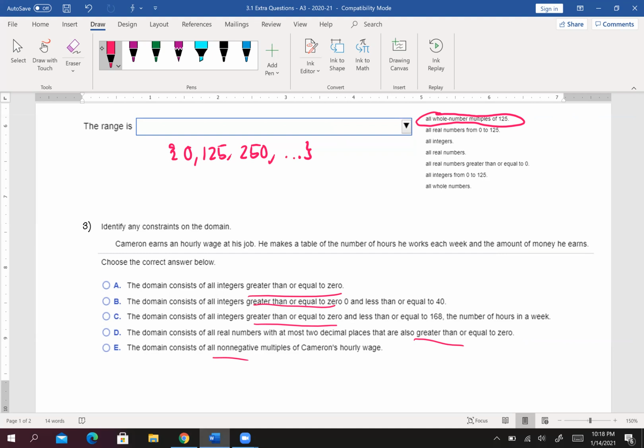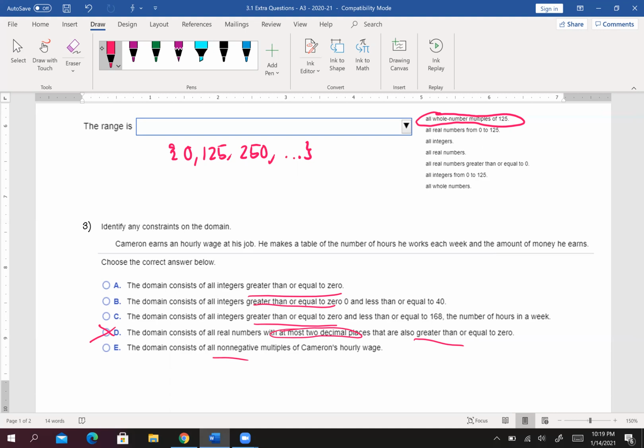Because the only one really that has anything is this choice D, which says real numbers with at most two decimal places that are also greater than or equal to 0. I don't really know what this two decimal places has to do with it. It's kind of an odd answer. So pretty much everything else is going to be integers. So let's not worry about any fractions. Let's just go through these.